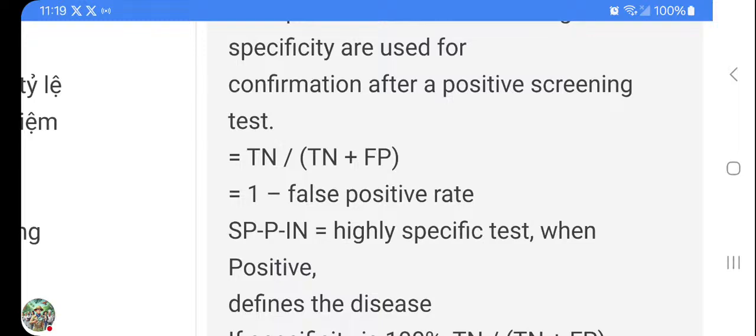Now talk about specificity. We know specificity is the true negative, which is square number 4, over the total, the sum of true negative plus false positive, which is square number 4 plus square number 2. Or equal 1 minus the false positive rate. Again, I emphasize this rate. It's not just numbers, it's a rate, which is a ratio.